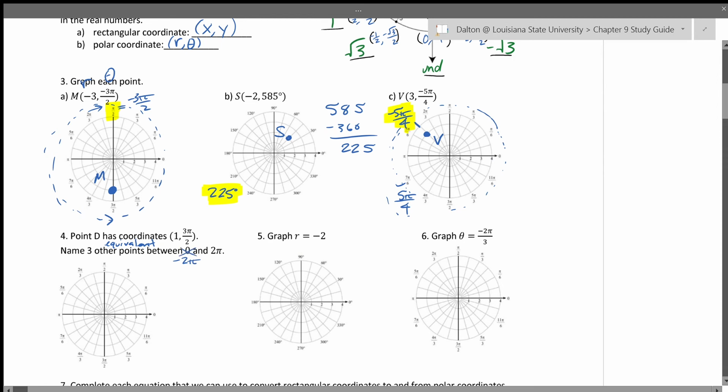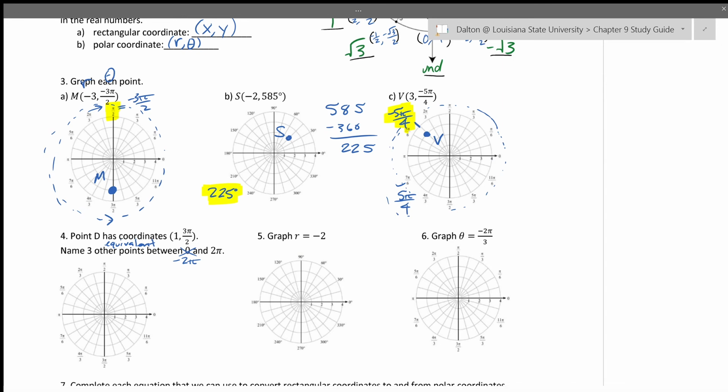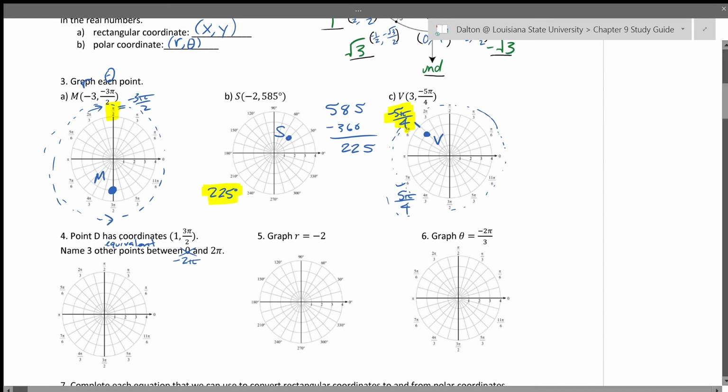So the first thing we want to do is actually graph the point. That way we know what we're looking at here. 3 pi over 2 will be this angle down here. And r is 1. So I'm going to go in the positive direction toward that angle. So there I have point D.